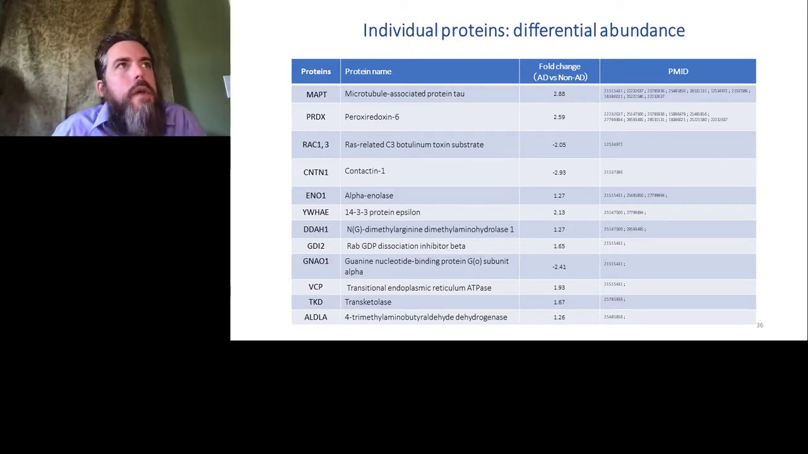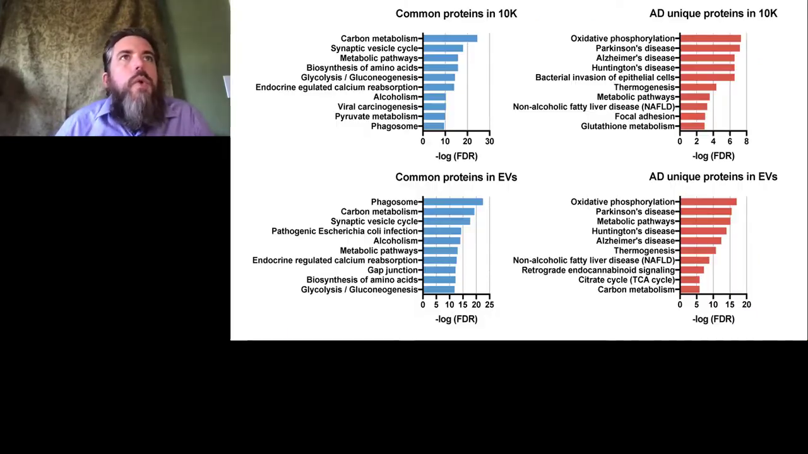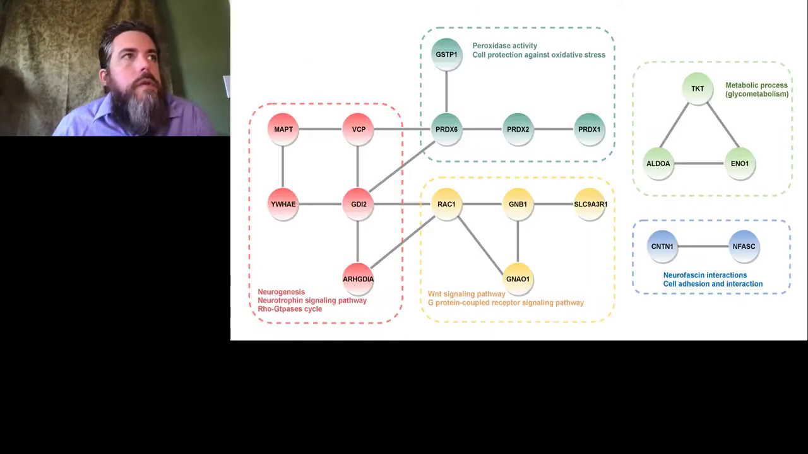What were some of these proteins? We were happy to see that some of the proteins that we found to be different between the Alzheimer's group and the control group had been reported before, including tau, including the 14-3-3 proteins. And when we looked at the processes that were involved, we also found that the findings were consistent with our understanding of Alzheimer's disease and neurodegenerative disease in general.